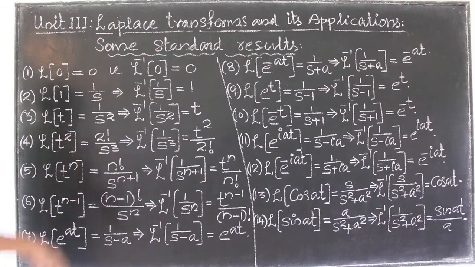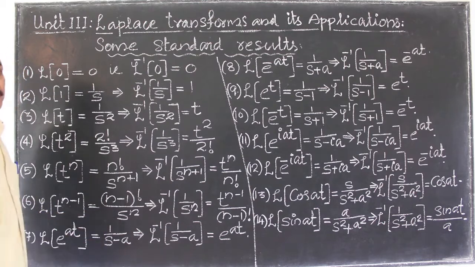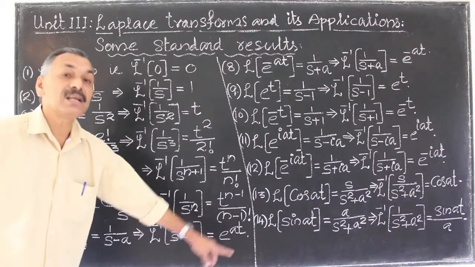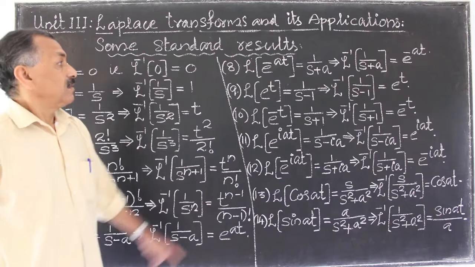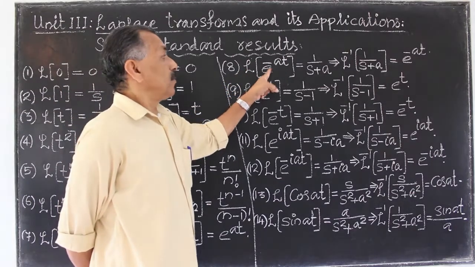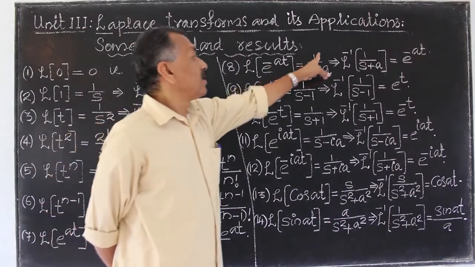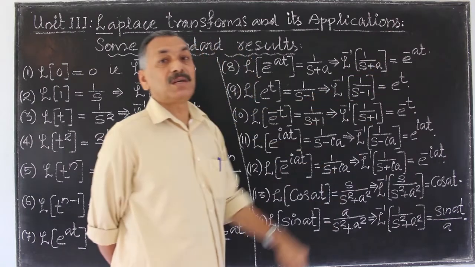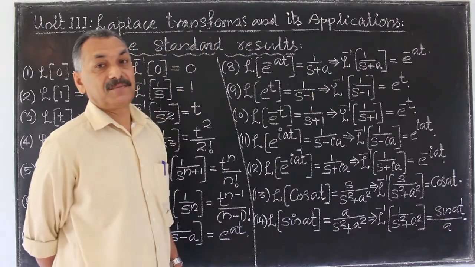Next, Laplace transform of e raised to at. What is the Laplace transform of e raised to at? It is equal to 1 divided by s minus a. Therefore, L inverse of 1 divided by s minus a is equal to e raised to at. Then Laplace transform of e raised to minus at is equal to 1 divided by s plus a. Therefore, L inverse of 1 by s plus a is equal to e raised to minus at.